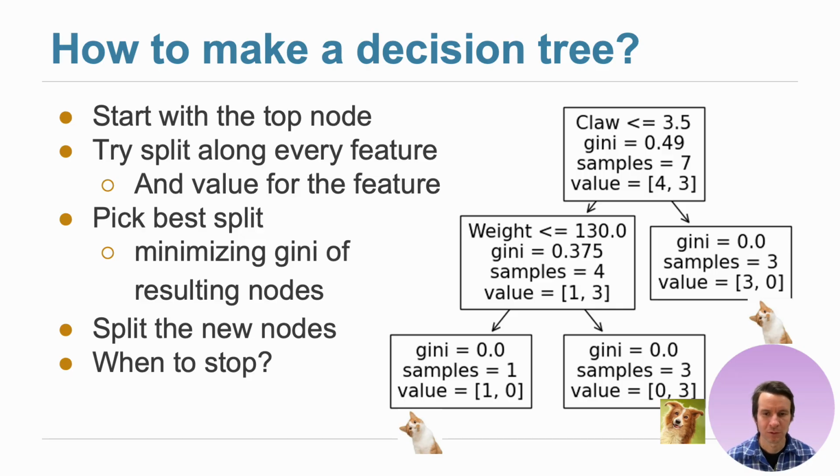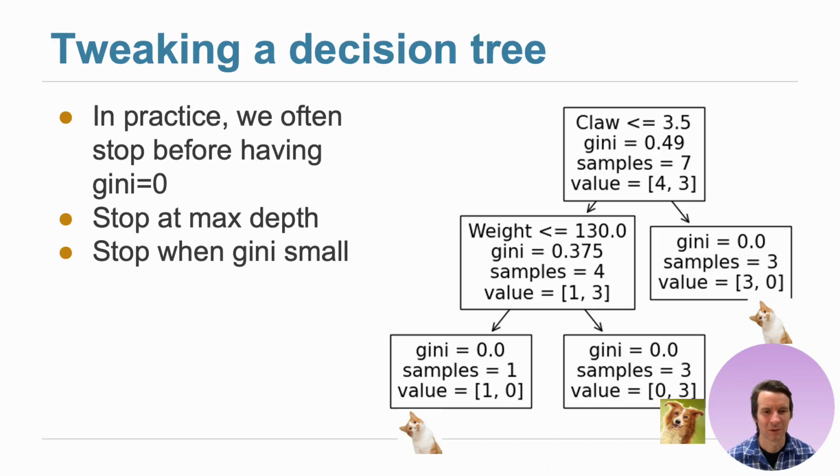And then when you have the new nodes, you can split them and you can keep going. Sometimes the question is, when do you stop doing this splitting? Often the splitting doesn't happen all the way until the very bottom, but sometimes the split is good enough that maybe it's better to have a smaller tree than a tree that in the end wiggles a lot. So in practice, often we stop before having Gini 0. Here the decision tree was small enough, so the Gini 0 actually happened.